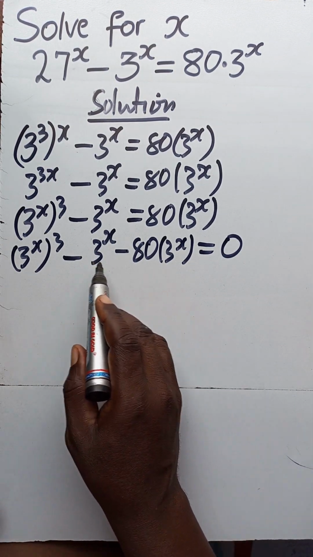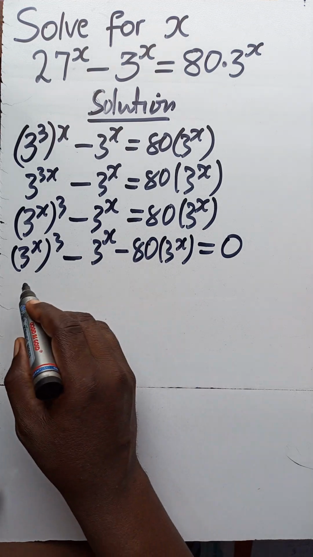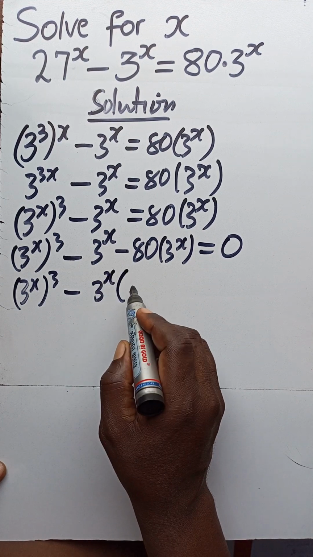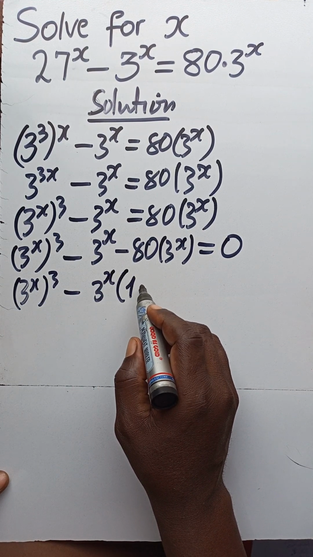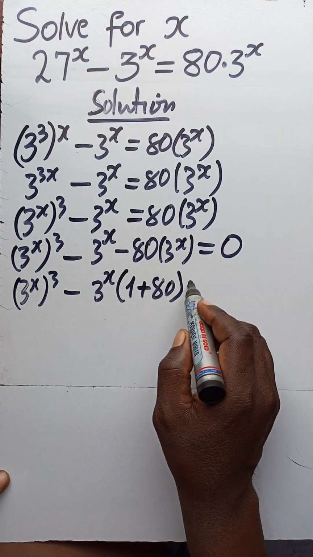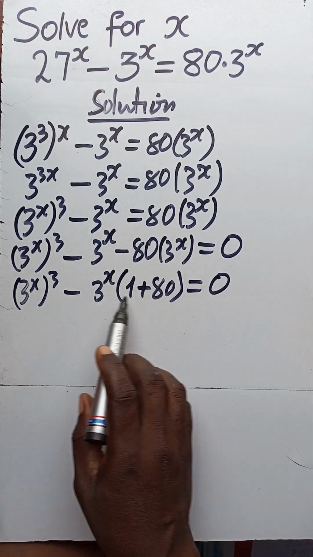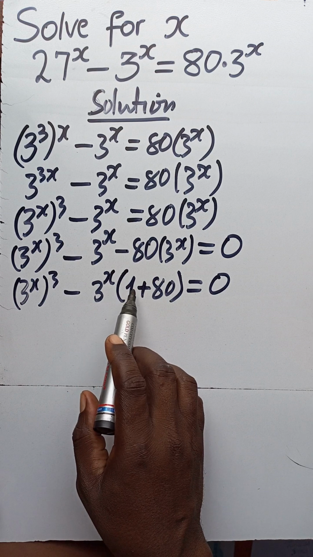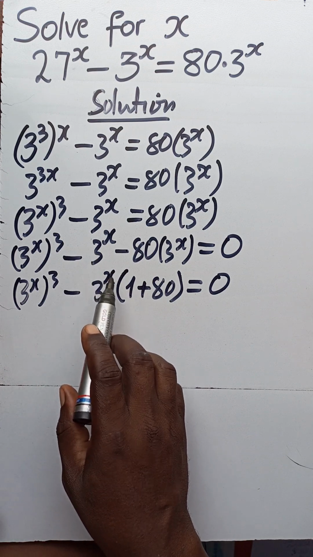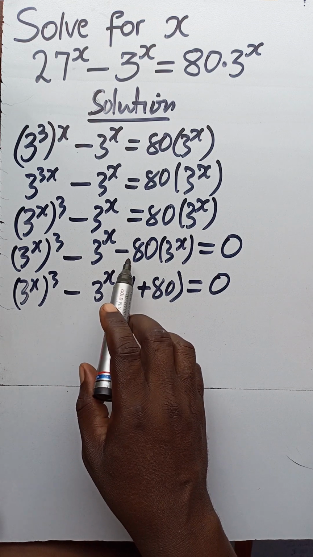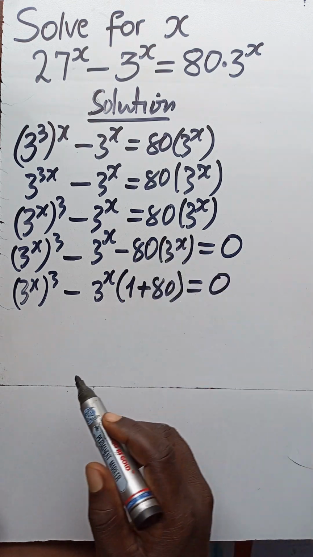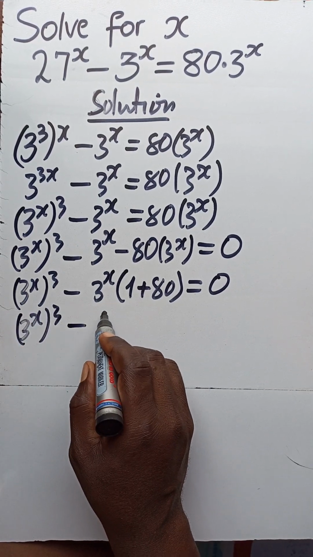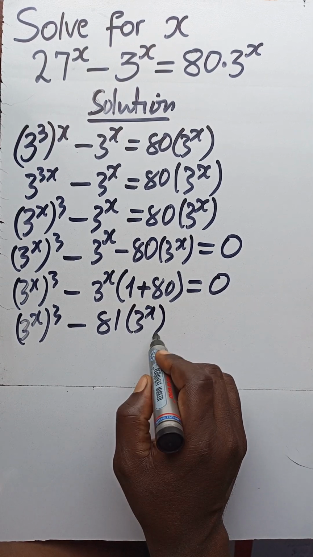Right. So here we have 3 to the x, 3 to the x. We can factorize it out here into 1 plus 80. All right, because if we open this parenthesis, we're going to get this expression up there. Negative 3 to the x multiplied by 1 is negative 3 to the x. Negative 3 to the x multiplied by this 80 is going to be negative 80 times 3 to the x. All right, so this gives us 3 to the x cubed minus 81 times 3 to the x is equal to 0.